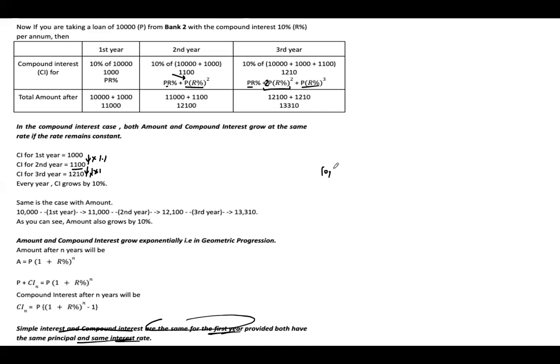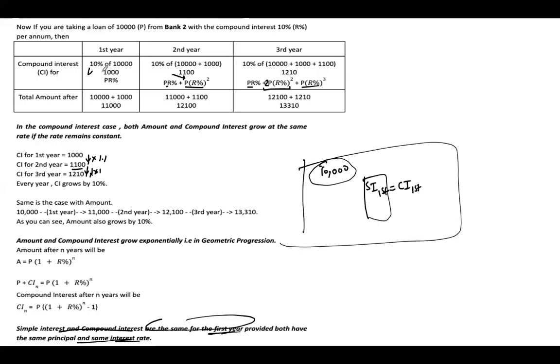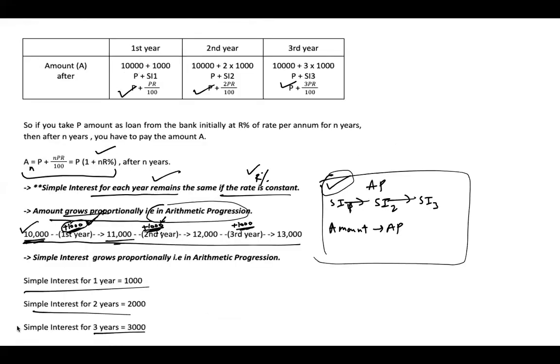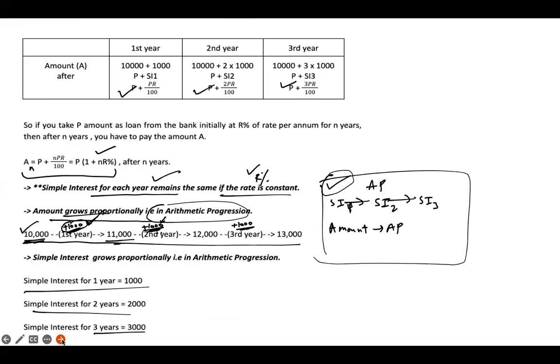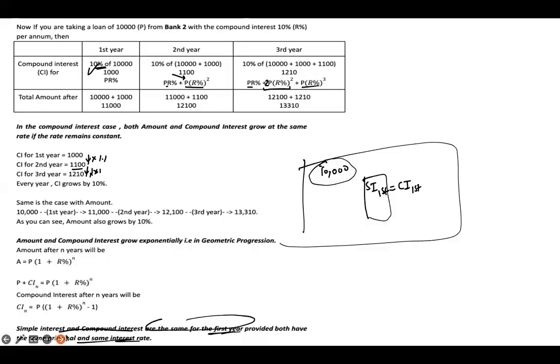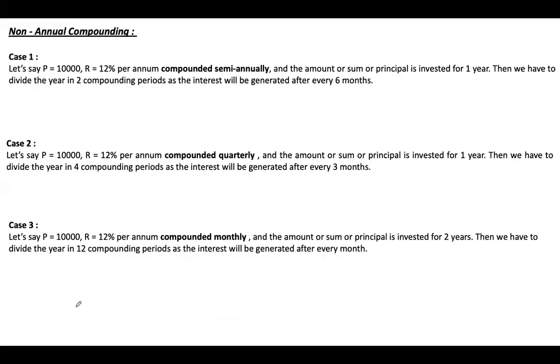So if 10,000 was, let's say, the initial amount or the principal, then simple interest for the first year is equal to compound interest for the first year, as you are already getting 10% here and 10% here, correct? Function of compounding starts after the first period of interest, right? I don't know. Let's see. Okay.